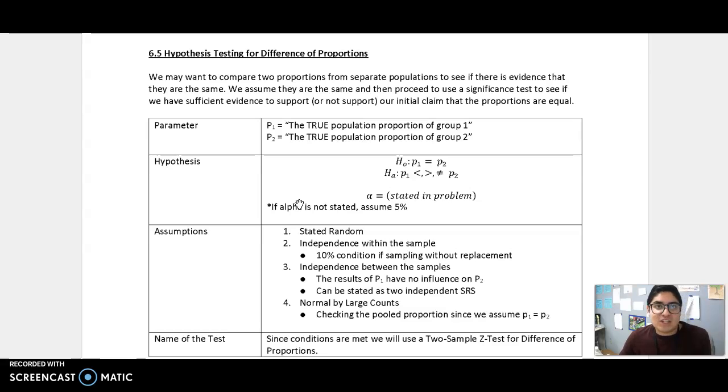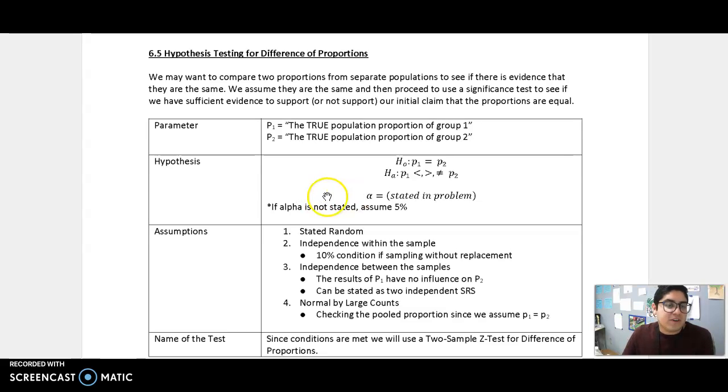Our assumptions do not change. Since we're doing two samples, the only addition here is the independence between the samples. So I'm still looking at random assignment, random sampling, 10% condition to ensure independence within each sample, some element of separateness between the two samples for my independence between samples, and then normal by large counts.